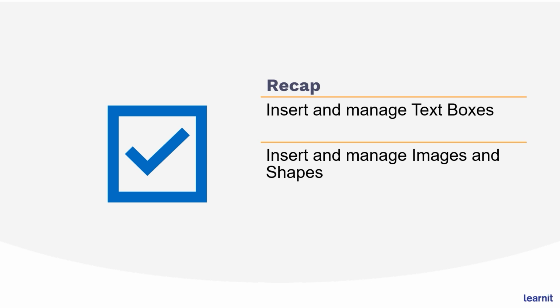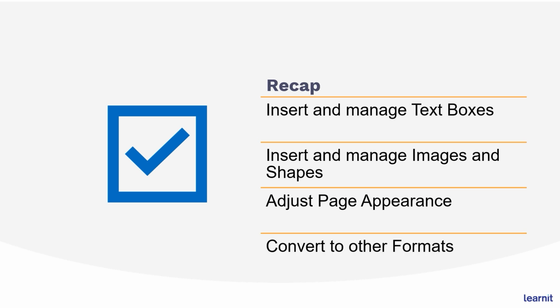Again, when you're working with objects, make sure to look out for the contextual tab that appears that allows us to manage those particular objects. We were able to adjust the page appearance by inserting headers and footers, changing the page color, adding a border, and inserting page breaks as well. And then we were able to convert to other formats, specifically a PDF. So congrats on completing the course, and I look forward to seeing you in a future training course.